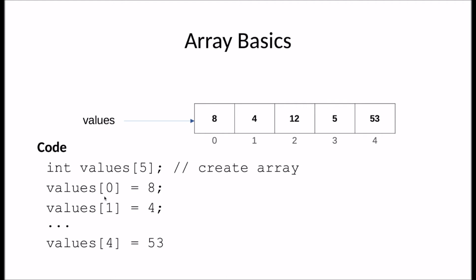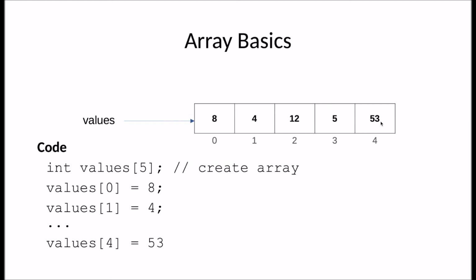First, for values at index 0, I assign 8. This places the 8 as the first element of the array. Then values at index 1, I assign 4. This assigns 4 as the second element. And then values at index 4, I specify 53. This places the 53 as the last element of the array.